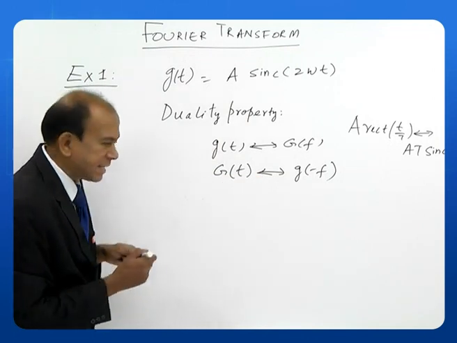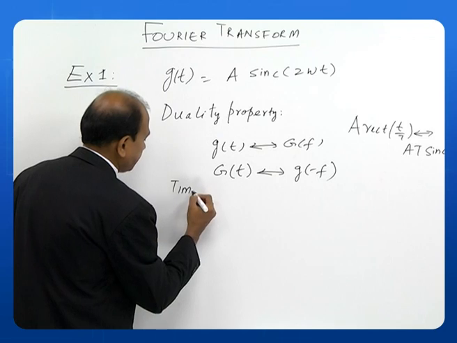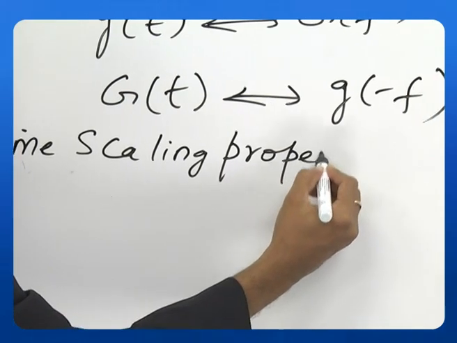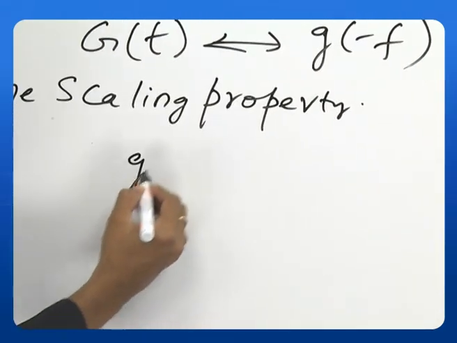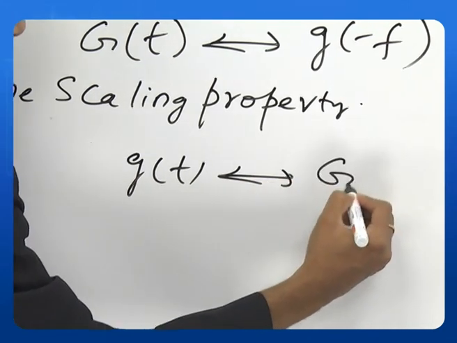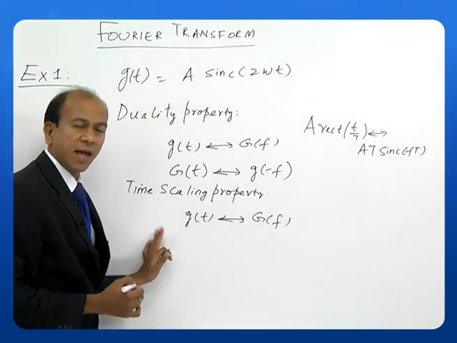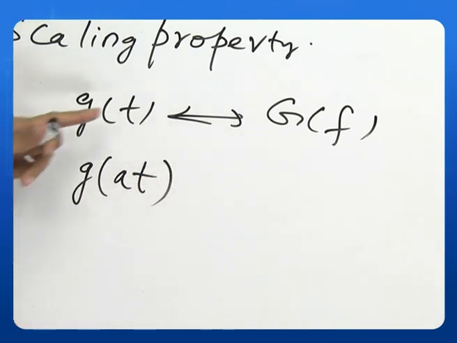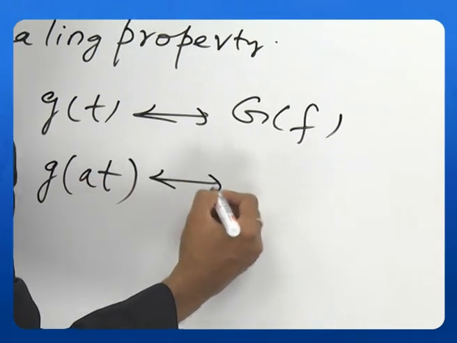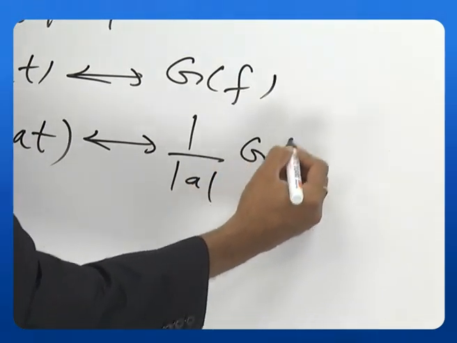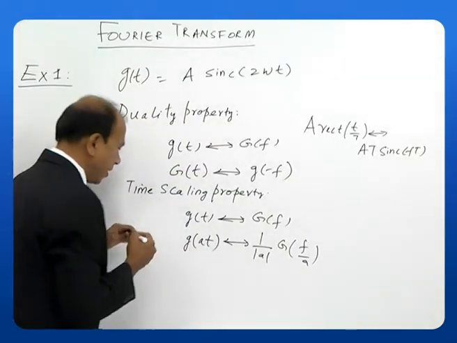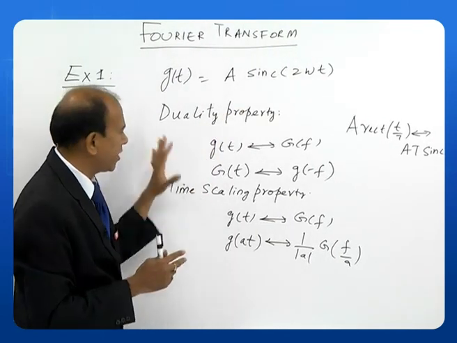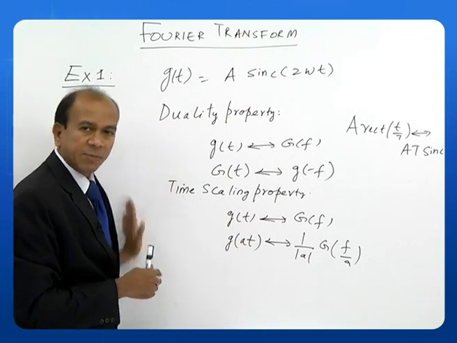So what does the time scaling property say? If g of t has a Fourier transform G of f, then if the time is scaled by a factor a, it will have a Fourier transform equal to 1 by mod a, G of f by a. So to solve this problem, we have to take both these properties into consideration: one is the duality property and the second is the time scaling property.